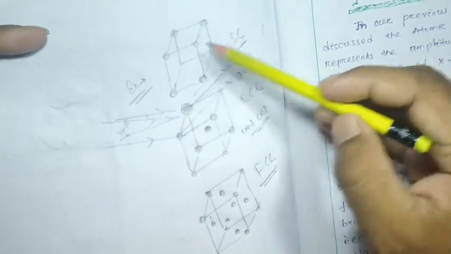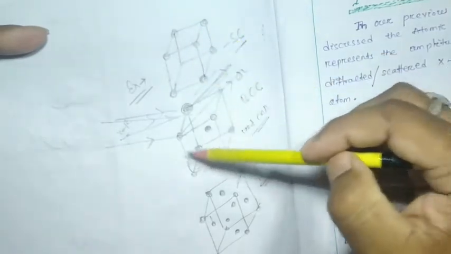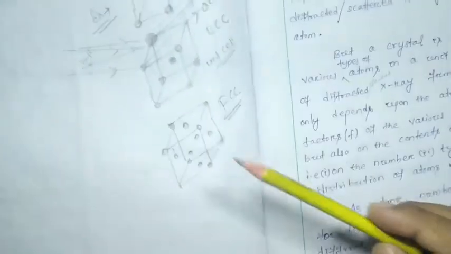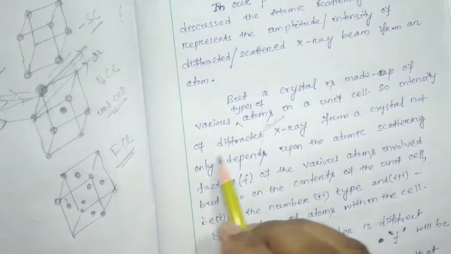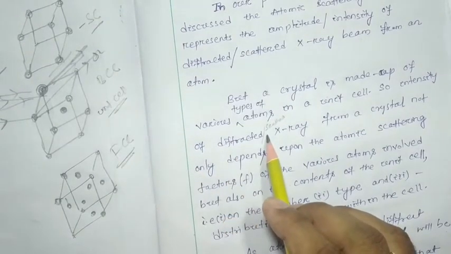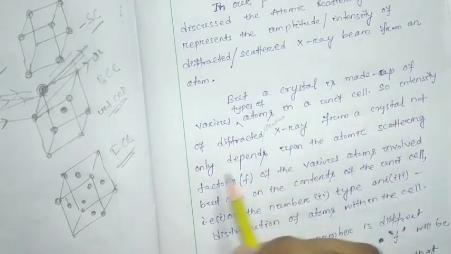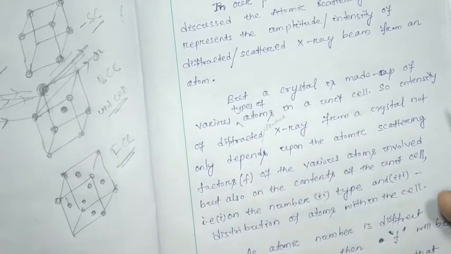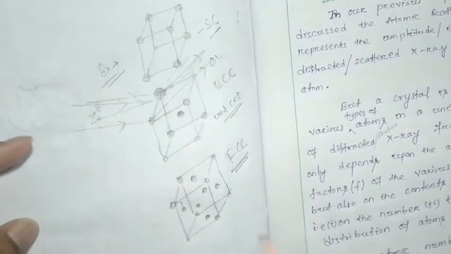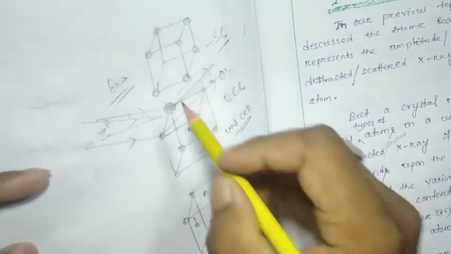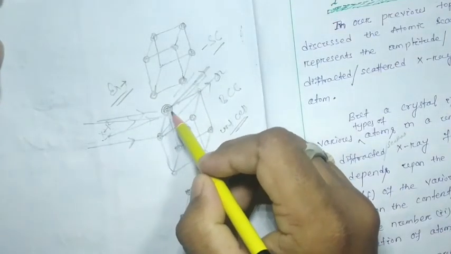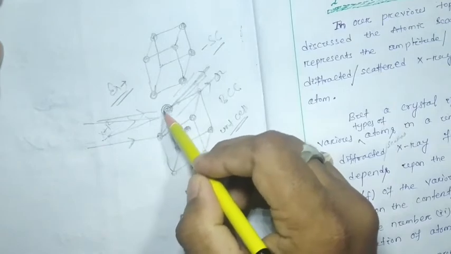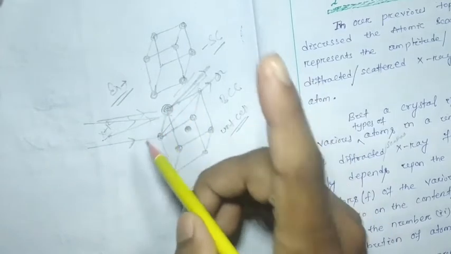Suppose simple cubic, this is one arrangement. Body center cubic has a different arrangement. FCC also has a different arrangement. The same thing has been written here. So intensity of diffracted or scattered X-ray from a crystal does not depend only on the atomic scattering factor. If we consider only the atomic scattering factor, it gives the result of how much beam has been diffracted or scattered from one atom only.